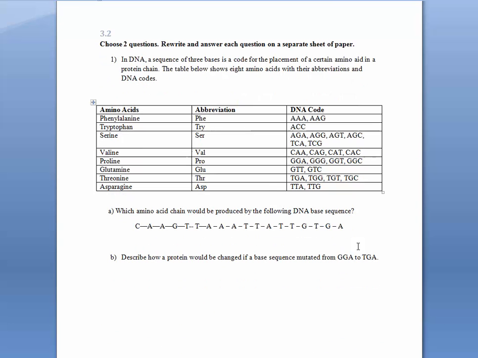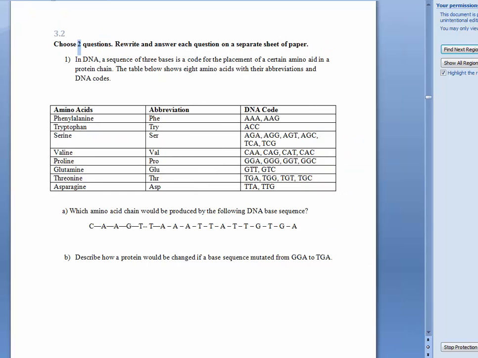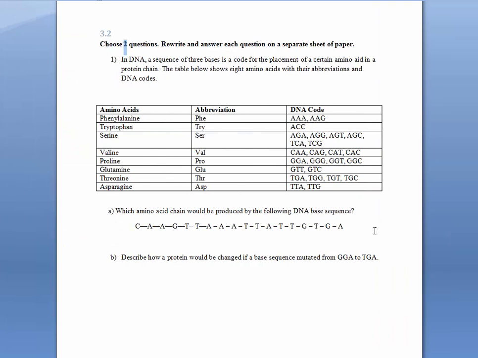All right, let's go to part 3. Now this is part 3. It says choose 2 questions. You only really need to choose 1 question. Make sure you write this on a separate sheet of paper and indicate what question you're answering. Again, I'll have the websites on the side here that you can use to answer each question.